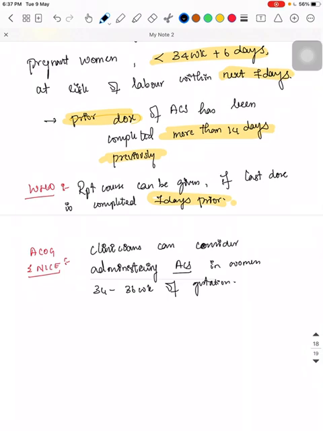Next, if the woman is less than 24 weeks with imminent labor, what to do? Here, the decision to administer antenatal corticosteroid should be individualized according to the NICU capability and parental wishes.